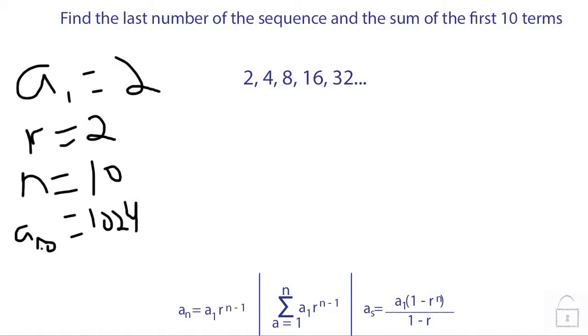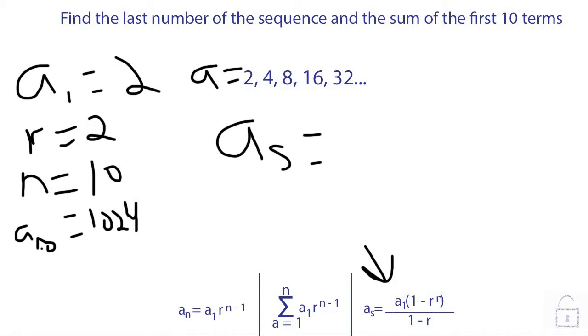Alright, now looking at the second part of the directions, we need to find the sum of the first 10 terms. So now we'll be looking at this third equation right here. S means the sum of this whole sequence right here. So a1 is equal to 2, we have that. Then we have r, which is equal to 2 also. Then we have n, so we have everything we need.